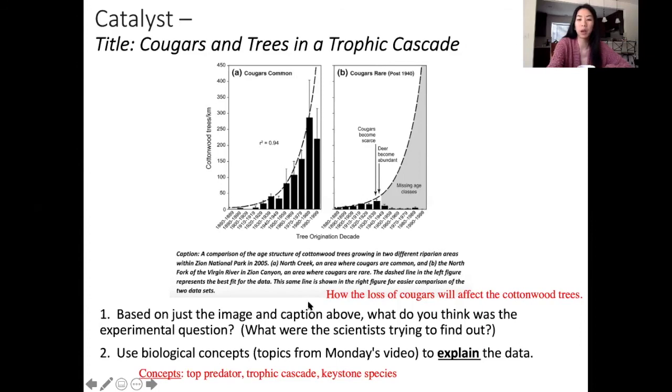For this, a lot of the test is going to be analyzing the data and then applying the biology to it. Like what you learned from this year, why did this happen?